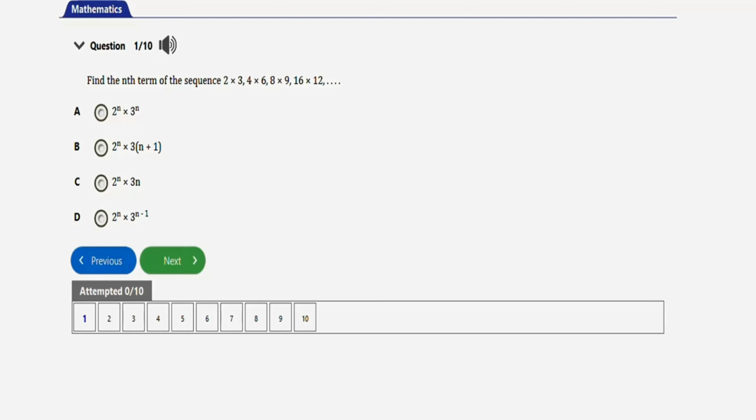So let's begin with this question. It says find the nth term of the sequence. So this is a sequence: 2 times 3, 4 times 6, 8 times 9, 16 times 12. For the purpose of time, we are going to be solving the problems we meet here with the scientific calculator, which is allowed for your maths. So let's bring the calculator and solve question one.